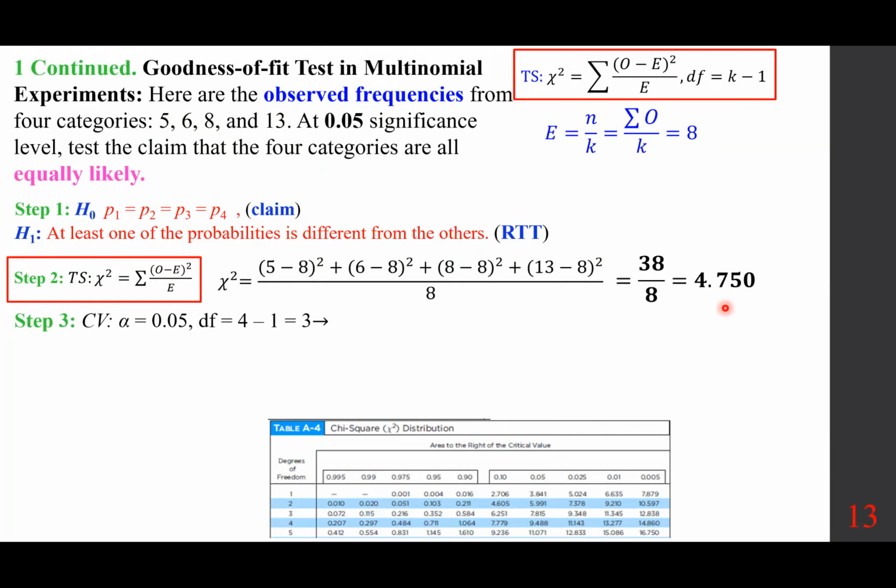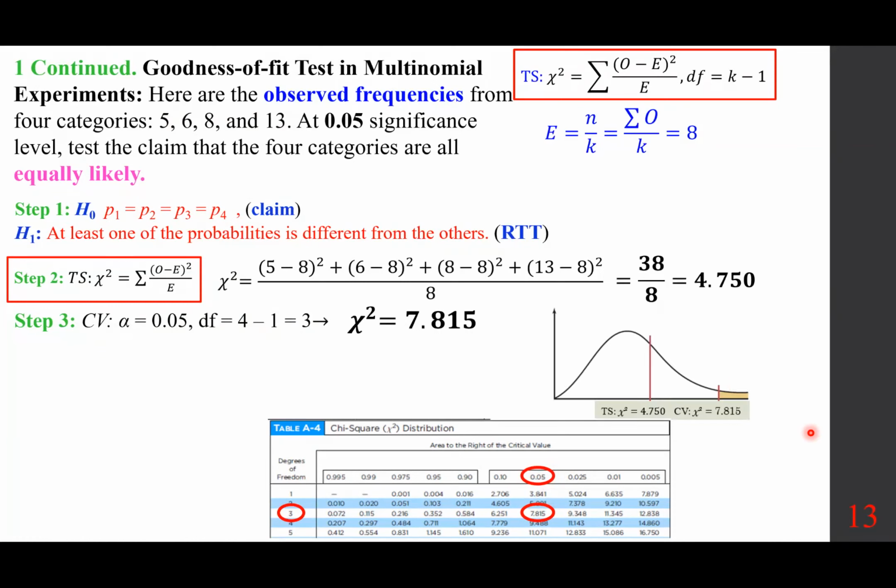or 4.750. The critical value comes from the choice of alpha, which is 0.05. Degrees of freedom is the number of categories, which was 4, minus 1, that is 3. If you look up this table, on the left column, degrees of freedom is 3. Up here, we have alpha of 0.05. Putting them together, the answer is 7.815.